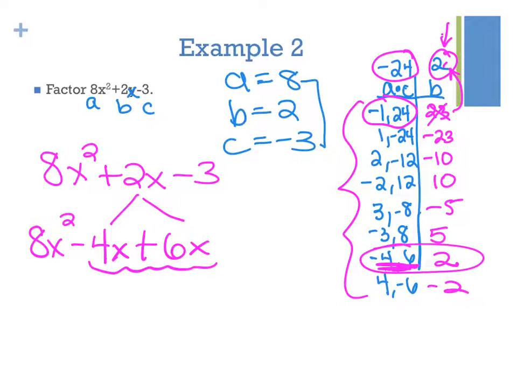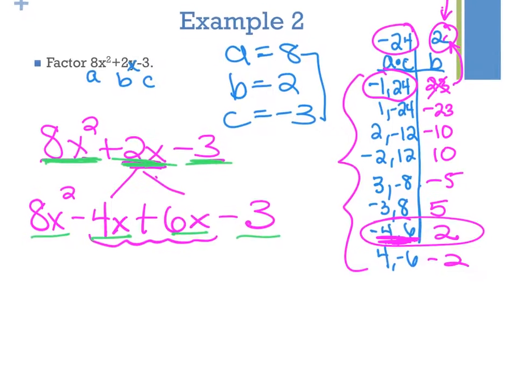Realize that -4x plus 6x is still the same thing as 2x. And then I'm going to carry down the -3. So the first term and the last term are left alone. We don't do anything with those. So now we went from 3 terms, a trinomial, to 4 terms. And what that allows us to do is to group or use our box method.